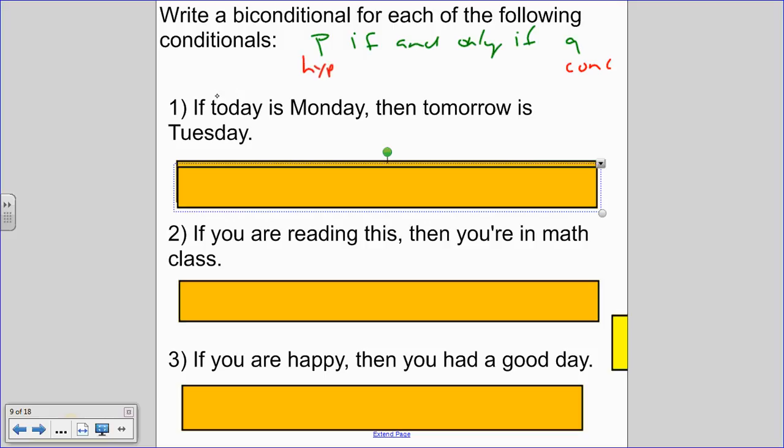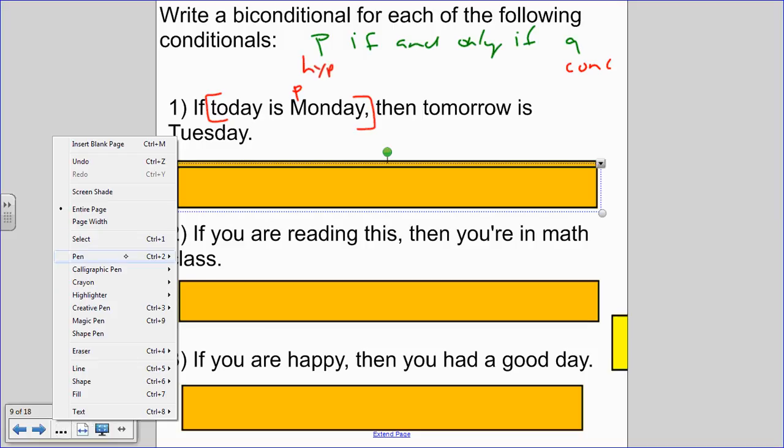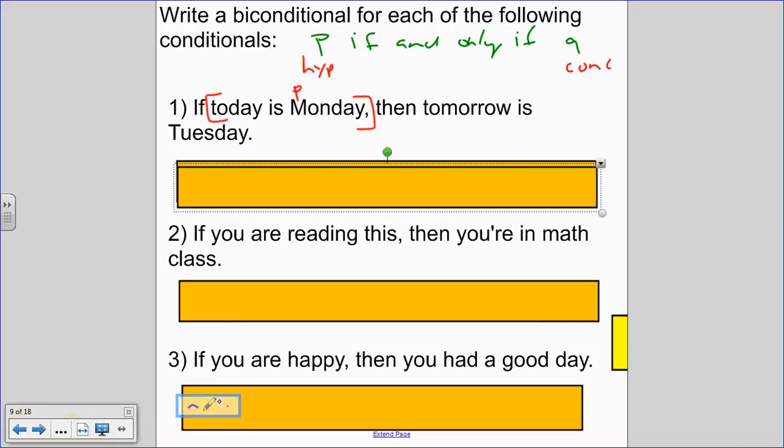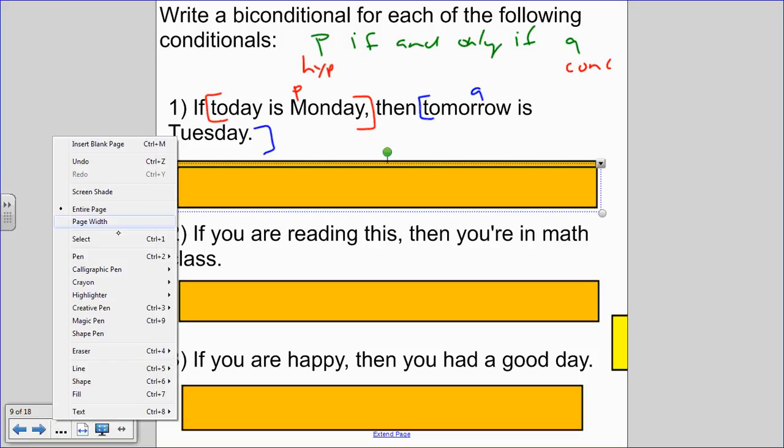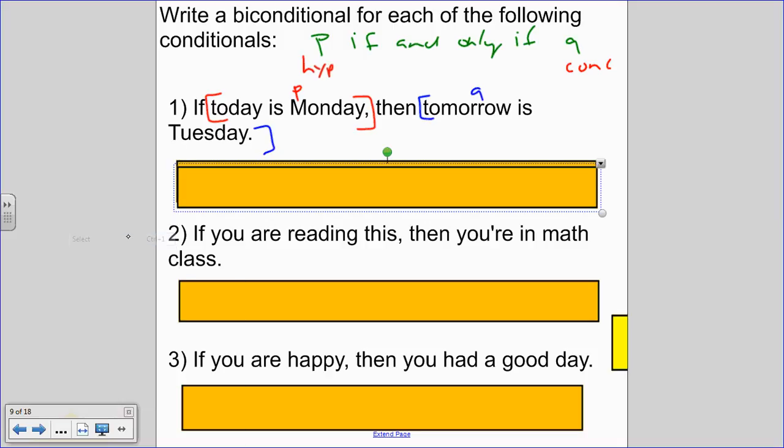So on number 1, the hypothesis is today is Monday. That's P. Your conclusion always follows the word then. So our conclusion on number 1 is tomorrow is Tuesday. That's Q. So when I write the biconditional, you're going to say today is Monday, if and only if tomorrow is Tuesday.